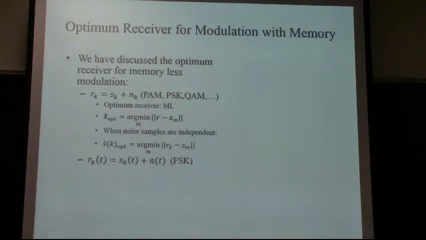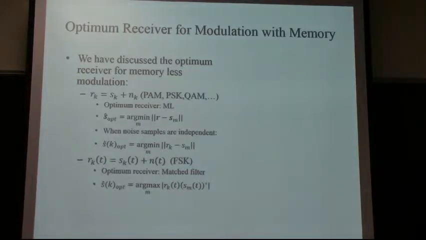And we see for the first case, the optimal receiver is a maximum likelihood receiver with the nearest neighbor rule. The optimum received vector is the nearest neighbor of those symbols that are near to the received vector. When the noise samples are independent, we can decide on each received symbol based on each sample of the received signal. However, when each symbol is itself a signal with NS samples, we mentioned the matched filter is the optimum receiver.